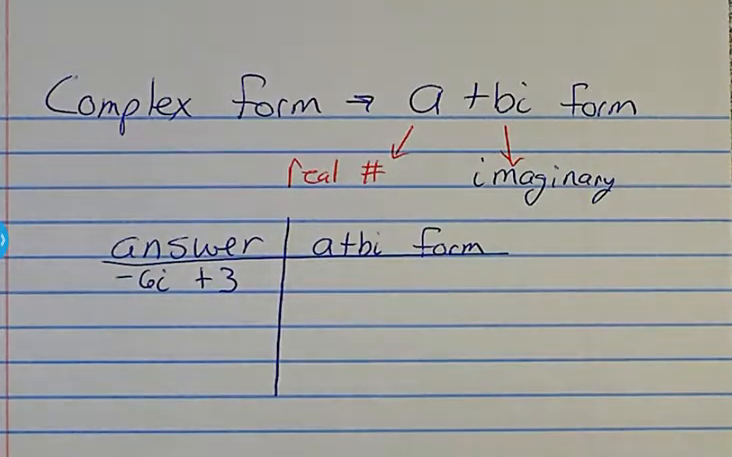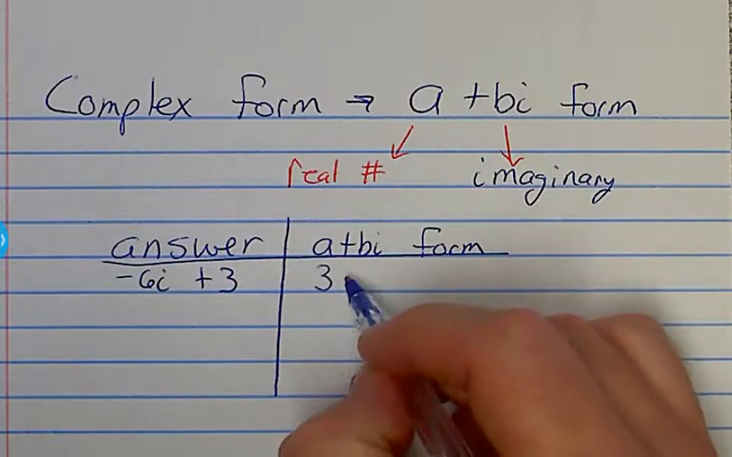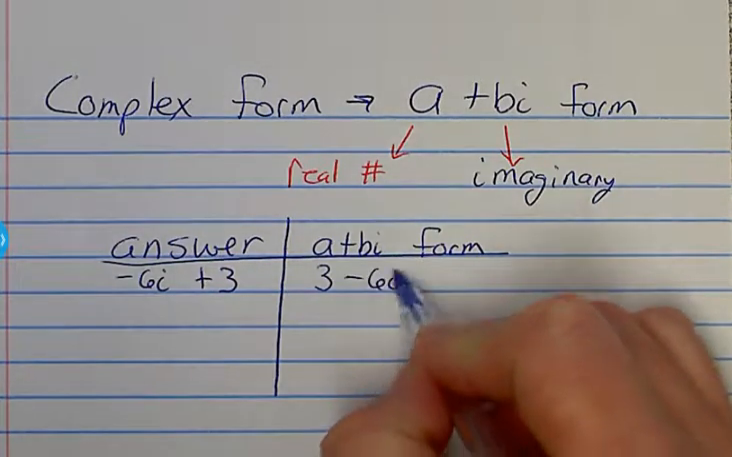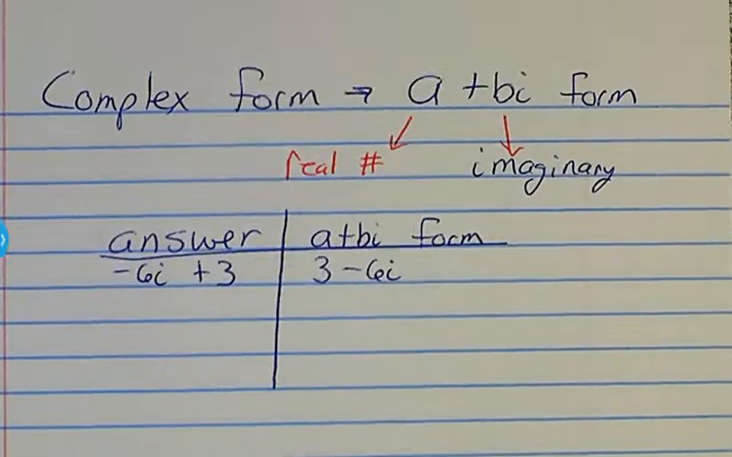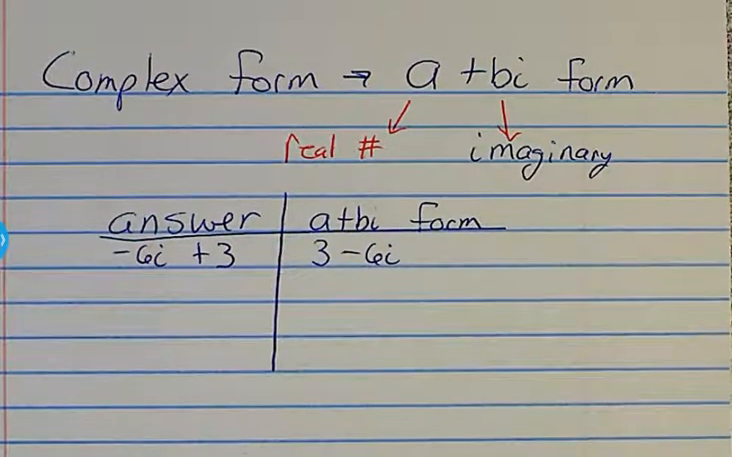Sometimes it's a half a point. If you do it once, it's not a big deal. If you do it twice, it's hard to go back and take a point. But technically, if you do this, they want the real number first, so this 3 would go first, and then the minus 6I would go second. So if you put it in complex form, that's really what the answer is supposed to be.